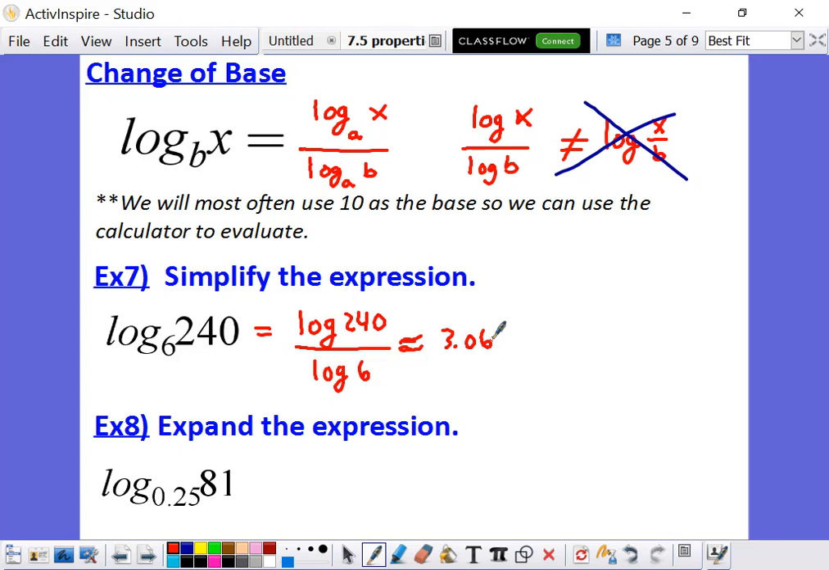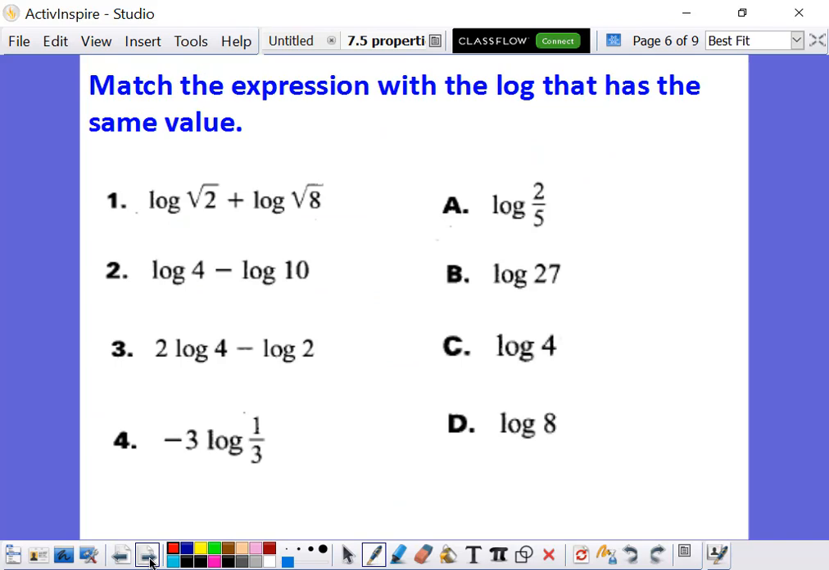Example 8, you could do the same way. You could use the change of base formula. You could do log base 10 of 81 divided by log base 10 of 0.25. And then again, I'm going to type that in my calculator. Then I have log of 81 divided by log of 0.25, and I get approximately negative 3.17 for that one. Okay? So that's actually all the properties that you need to know there.